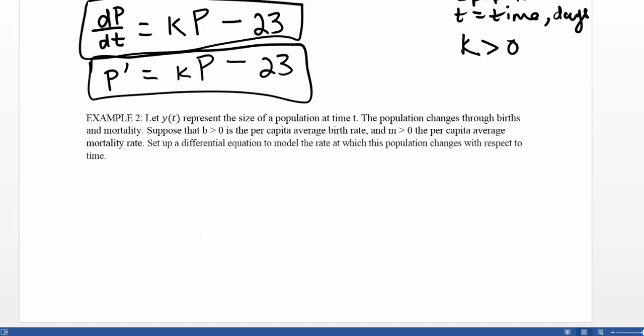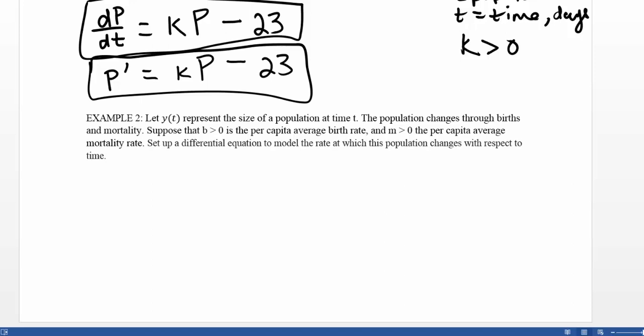Example 2. Let y of t represent the size of a population at time t. The population changes through births and mortality. Suppose that b, which is going to be positive, is the per capita average birth rate. So how many new babies are we getting every single day? And m, which is greater than 0, will be the per capita average mortality rate. So how many people are dying every single day? We want to set up a differential equation to model the rate at which this population is changing.